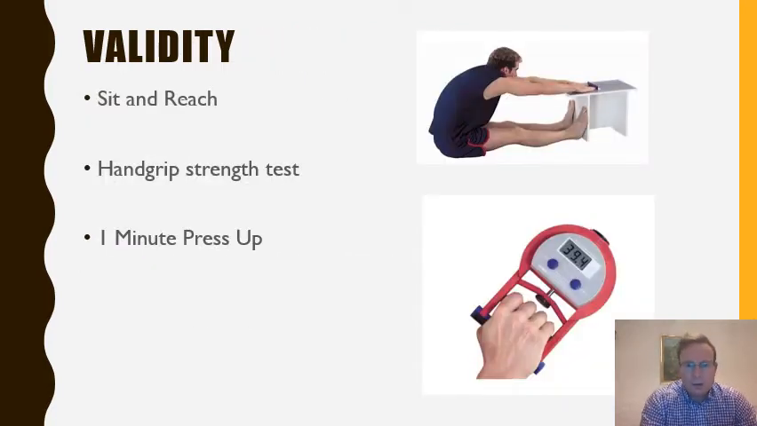So here I've got 3 tests, 2 with pictures. Just have a think for a minute about how valid you feel these are at measuring: sit and reach for flexibility, hand grip strength test for strength, and the 1 minute press up for muscular endurance. So just pause the video, write down, I'd say 3 points for each about how valid you feel they are, with a nice explanation that you can give me.